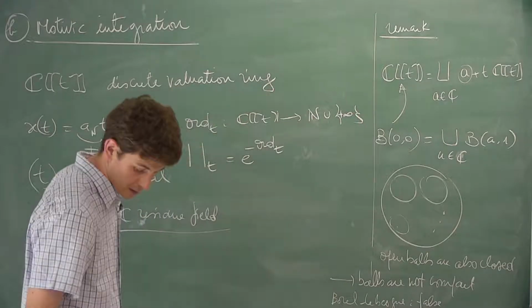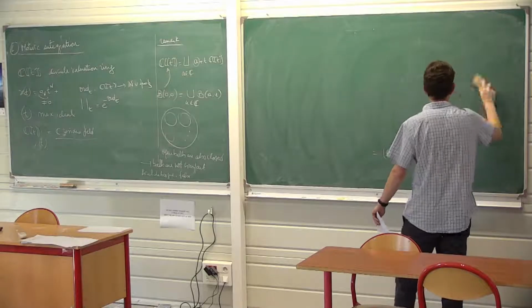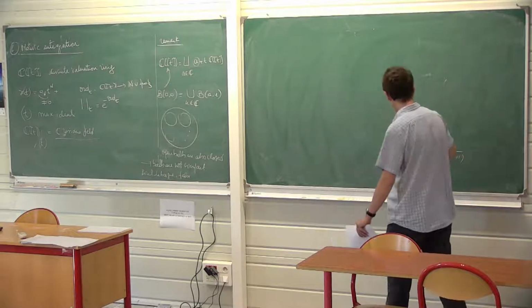So this is the first remark. And so that means that CT is not locally compact for the T-adic topology. And also, using this decomposition, you can observe that you can't have a Haar measure with real values.